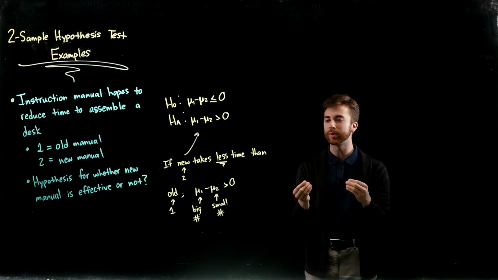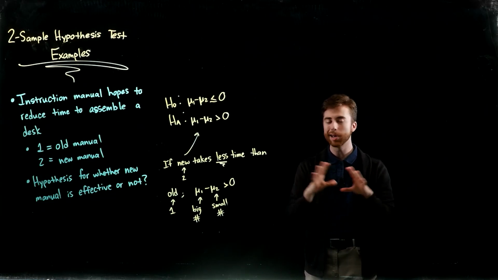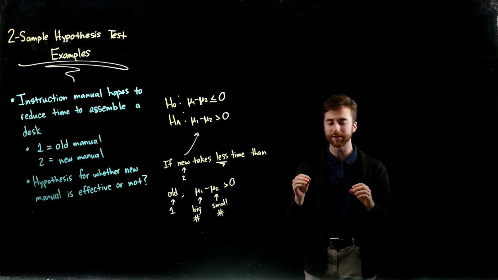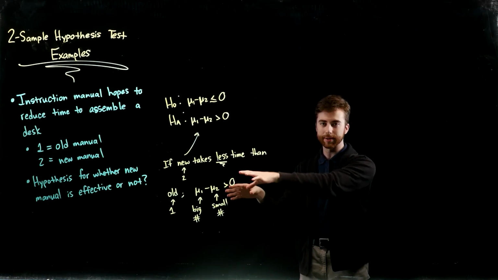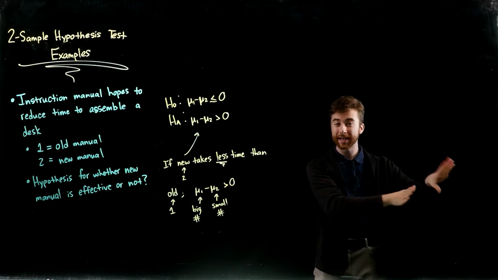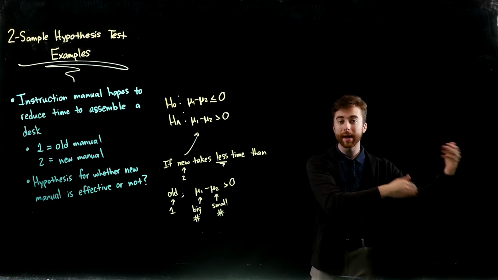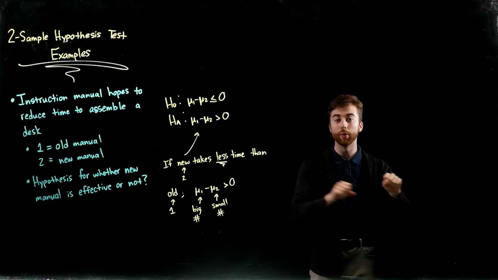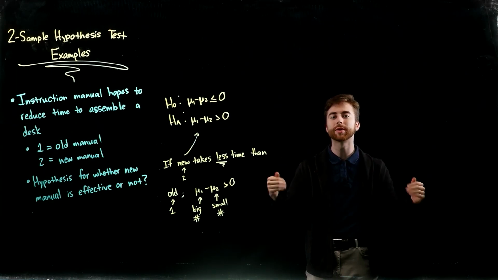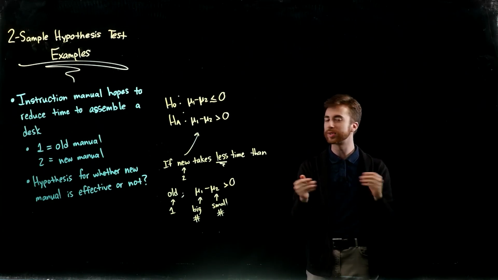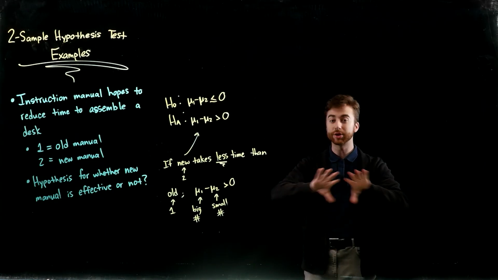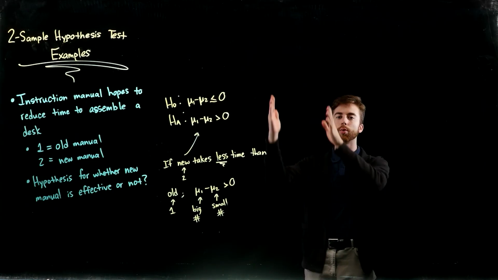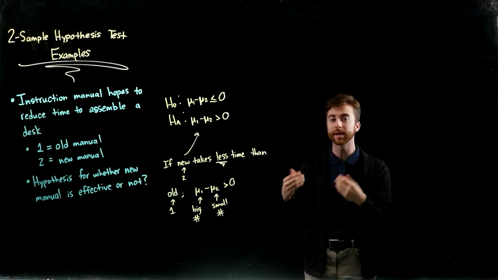First of all, we are dealing with an independent samples test, not a matched pairs test, because we have a group of people who are using the old manual to assemble the desk. Then we have a totally separate group of people with the new manual who are assembling the desk on their own. So we have two different groups, each with their own specific treatment. It's not a matched pair, where it's a before and after on the same group where we introduce a treatment. It's two totally different treatments. So as in the previous video, we fall under independent samples testing.